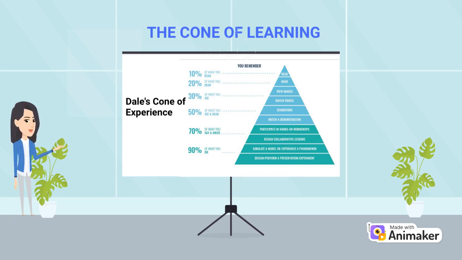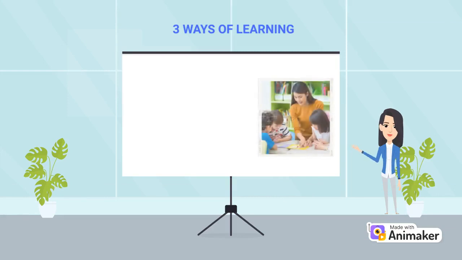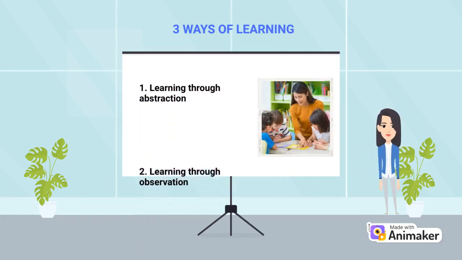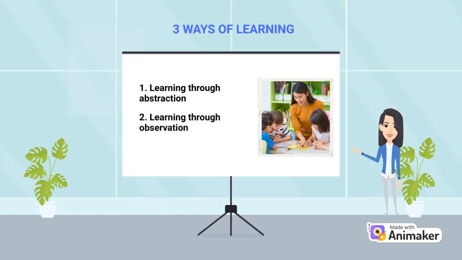Simply, when we say Dale's cone of experience, it pertains to the actual performance of the students so that they can remember. The percentage is higher when they are applying different theories or facts. So there are three ways of learning: learning through abstractions or the symbolic experience method, learning through observations or the iconic experience method, and active learning, the synchronous or active method.